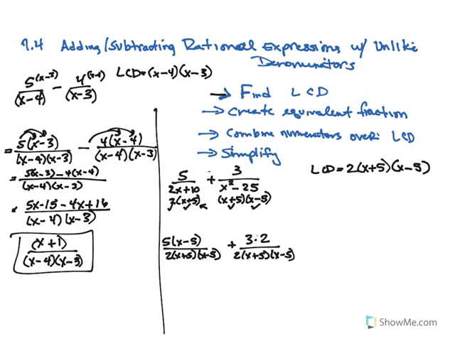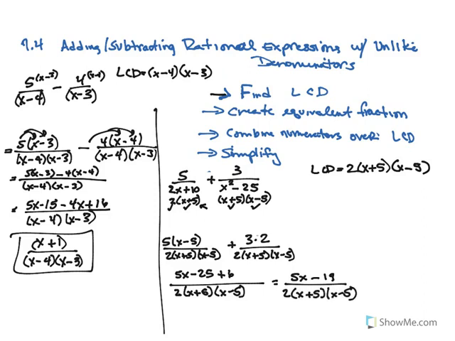So we account for the missing factors in the numerators, and now I'm going to combine. So 5x minus 25 plus 6. I combine like terms: 5x minus 19 over 2 times x plus 5 times x minus 5. And that's it. So 5x minus 19 can't factor. The denominator is already factored. Nothing cancels. The problem is over.